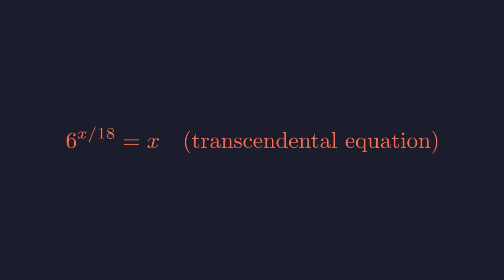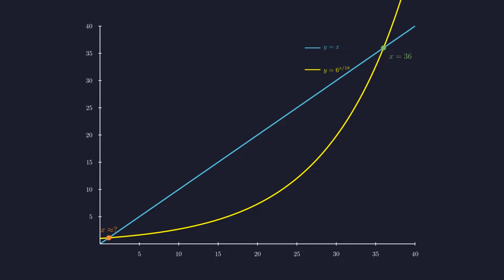We'll plot both sides of our simplified equation to see what's happening. The solutions we're looking for are where these two curves intersect: where the line y equals x meets the exponential curve y equals 6 to the power of x over 18. And look at that. The graph reveals two intersection points. There's our solution at 36, and there's another one near 1. The graph alone tells us it exists and is approximately 1.12.